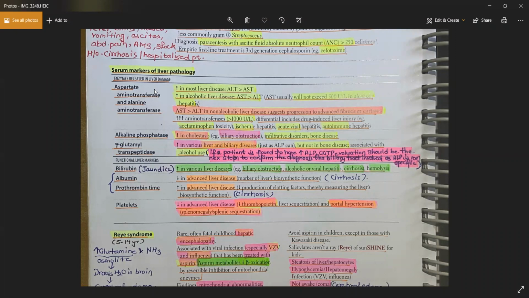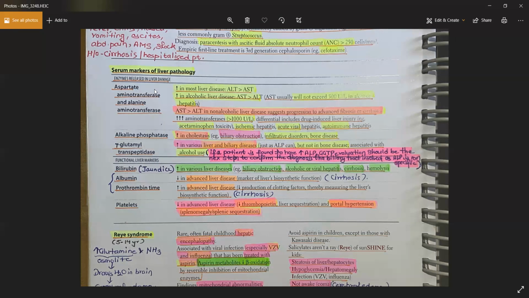It is very important. Step one will ask you this. If you encounter a patient with a high level of ALP, what is the next step? You will test the patient for GGT levels. And the GGT levels will help you rule out liver pathologies or bone pathology. Is that okay? These are the enzymes which are released because of cell damage. These markers will get elevated.